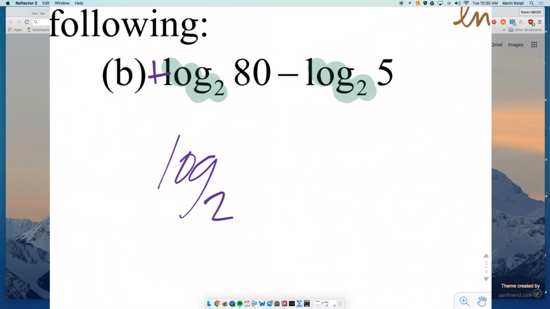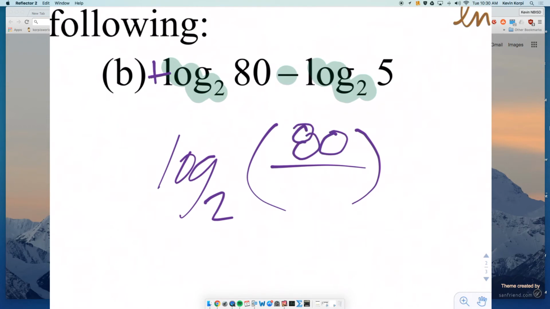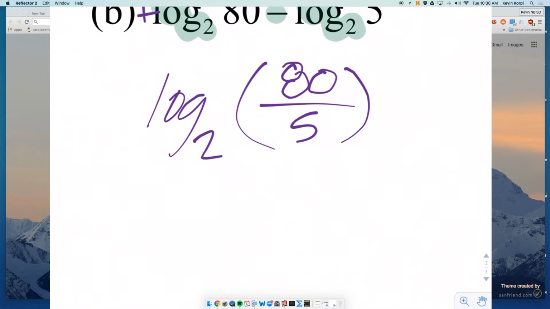Now I have a positive term and a negative term. So when I have a negative term, I know I'm going to have a denominator, so I'll build the shelf. The positive term's argument goes in the numerator, and the negative term's argument gets multiplied in the denominator. So I have log base 2 of 80/5. And now, of course, I can simplify. 80 divided by 5 is 16. And now we're almost there.